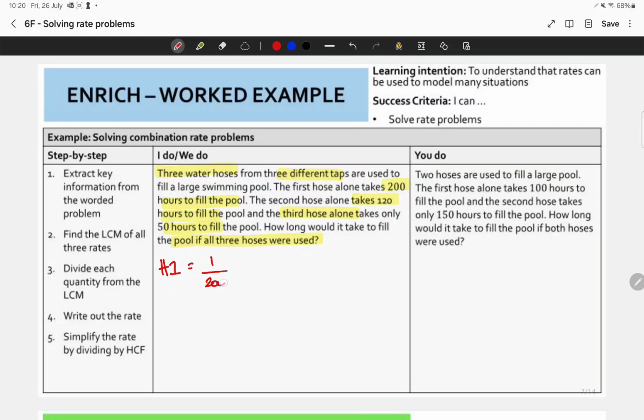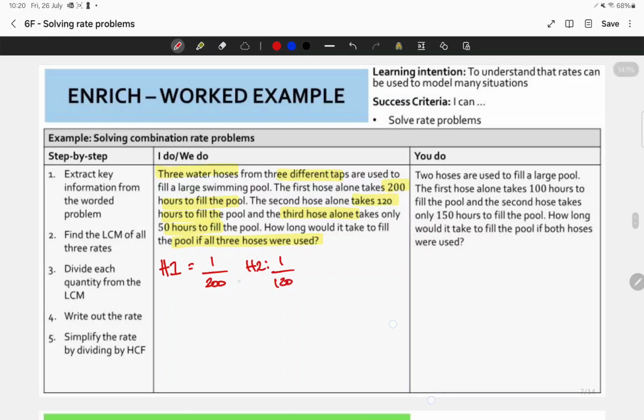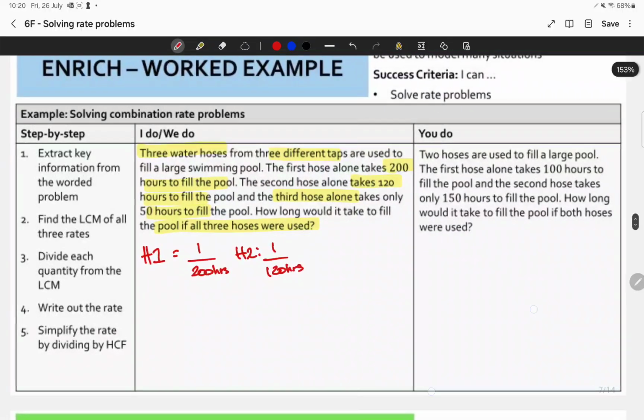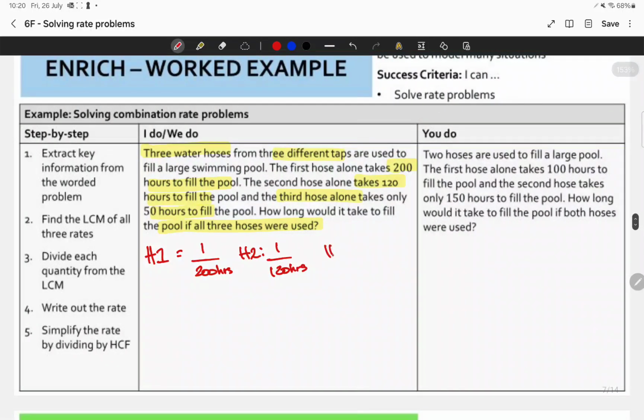It takes 200 hours. Then you have H2, so hose 2, it fills up 1 pool and it takes 120 hours. So I'll just put the hours here just so then we know where it comes from. And then lastly we have H3, so hose 3, it fills up 1 pool and it takes 50 hours.